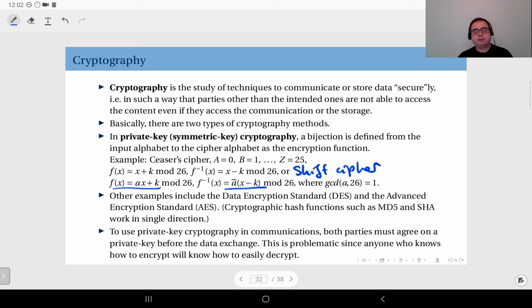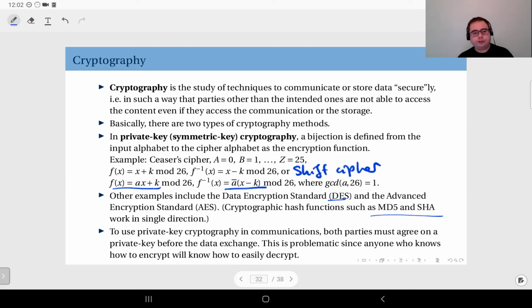Obviously, private key cryptography is practically used in our daily lives. We have certain standards for this. For instance, Data Encryption Standard, DES, and Advanced Encryption Standard, AES. Also, other examples include cryptographic hash functions such as MD5 or SHA, the secure hash algorithm. But these are not to be decrypted back. These are hash functions. They just produce the encrypted result, and they are generally used for authentication, whether the data you have matches the original one. So you don't really decrypt back.